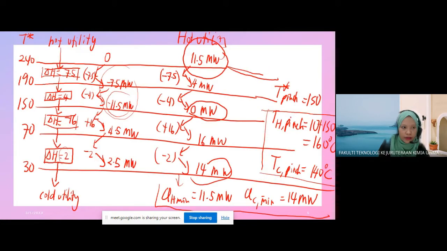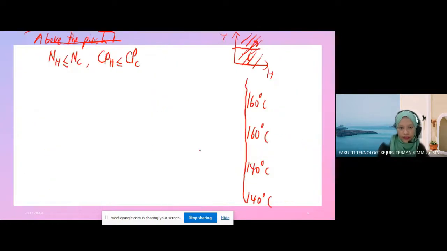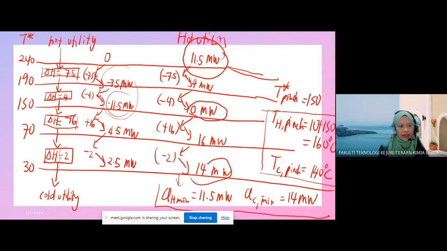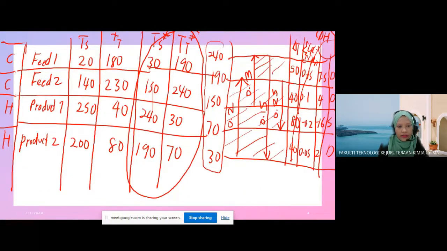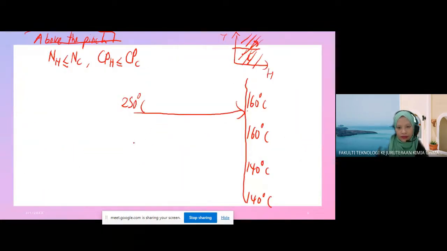Looking at this stream, the first stream, you start with the hot stream first. From 250 to 40. So start with 250 and go until 40, but because your pinch temperature is 160, we stop here. This is the area above the pinch at high temperature. And then the next hot stream is 200 to 80. That one is below the pinch.